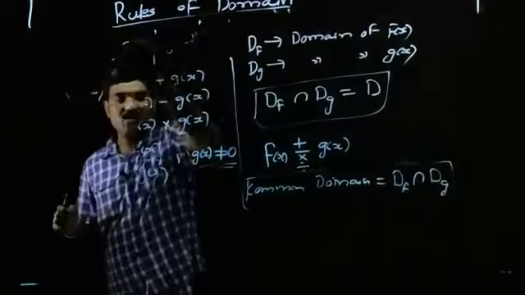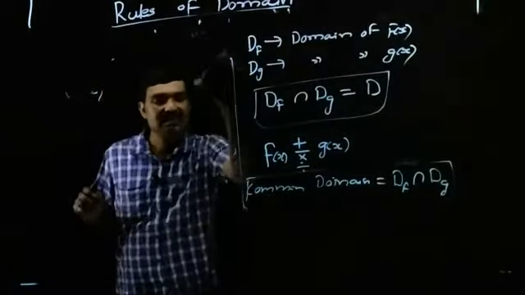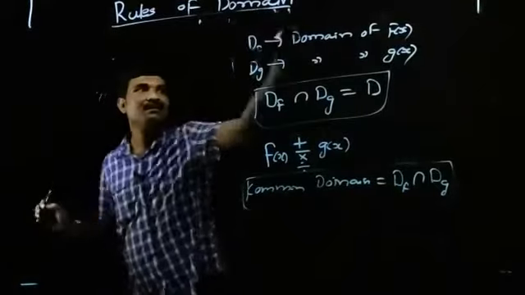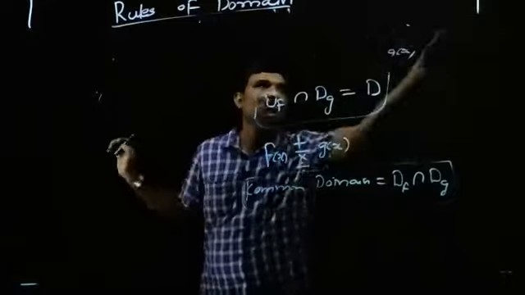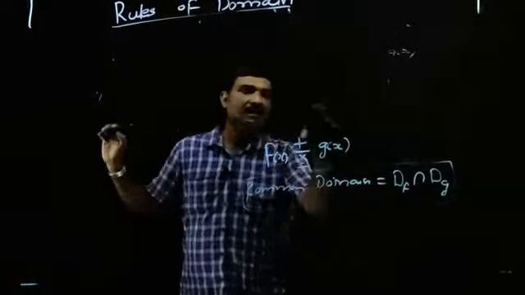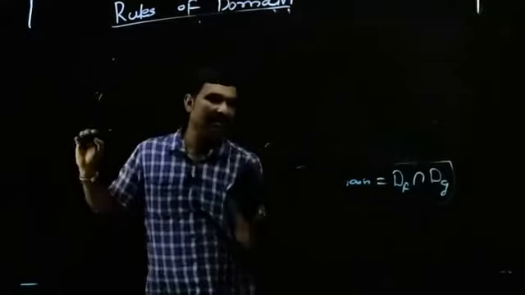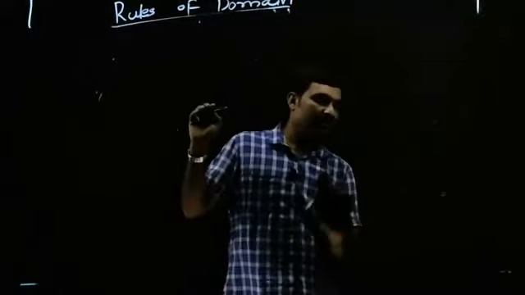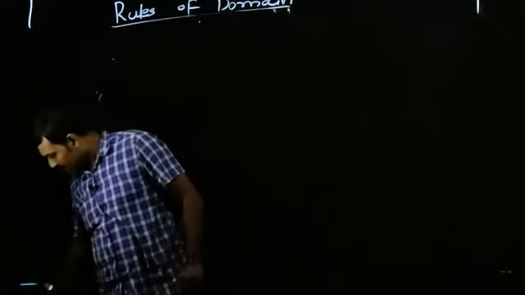When we are doing division, that is f of x by g of x, the thing that we have to remember is that the quantity in the denominator should not be zero. That means g of x is not equal to 0. That should be kept in mind. Based on this, we can do something.